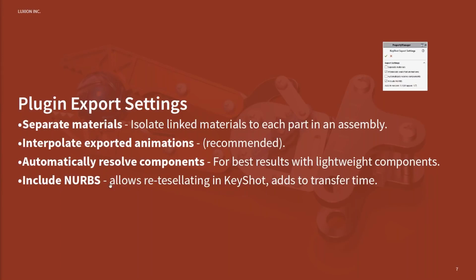The last option is include NURBS, and the main benefit of including NURBS is that you can retessellate your geometry in KeyShot after the fact. So if you're doing a macro shot or a close-up on a round surface and you need that to be perfectly smooth, you don't want to see any tessellation there, then you can include NURBS and have the ability to retessellate. But it's important to keep in mind that that does add to transfer time. So when you're working with large assemblies, I would actually recommend to disable this.